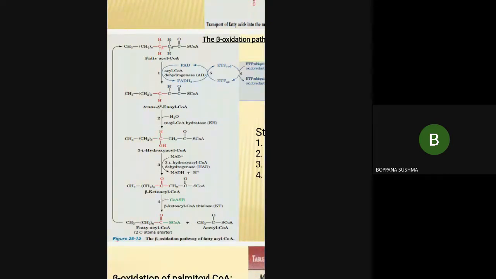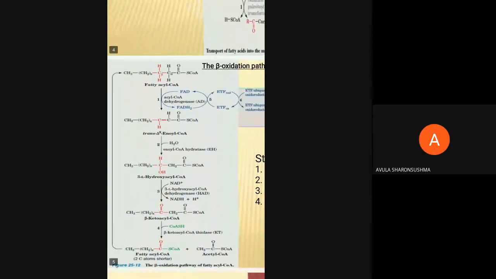How many carbons are present in palmitic acid? 16 carbons are present, not 20. Arachidonic acid has 20. Palmitic acid has 16 carbon atoms.